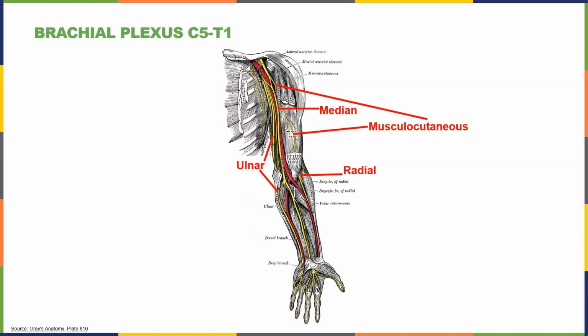Here we can see the radial nerve as it's emerging on the lateral side of the forearm. The radial nerve will excite the extensor muscles on the posterior of the forearm. It also excites the extensors of the elbow joint, like triceps brachii, and the extensors of the wrist, like extensor carpi radialis, and extensors of the digits, extensor digitorum, are all muscles excited by the radial nerve.